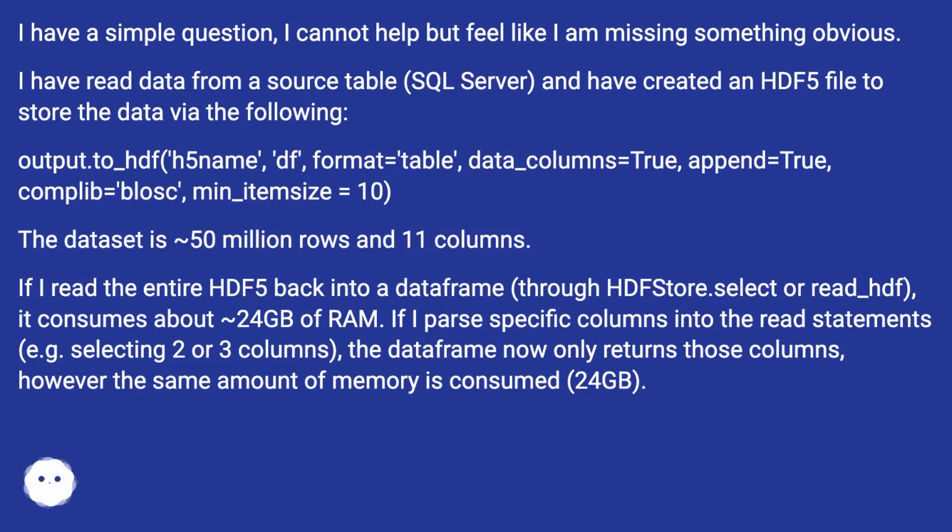Output.to_hdf(name, df, format='table', data_columns=True, append=True, complevel=9, min_itemsize=10). The dataset is 50 million rows and 11 columns. If I read the entire HDF5 back into a data frame, through store.select or read_hdf, it consumes about 24 GB of RAM. If I pass specific columns into the read statements, for example selecting 2 or 3 columns, the data frame now only returns those columns, however the same amount of memory is consumed, 24 GB.